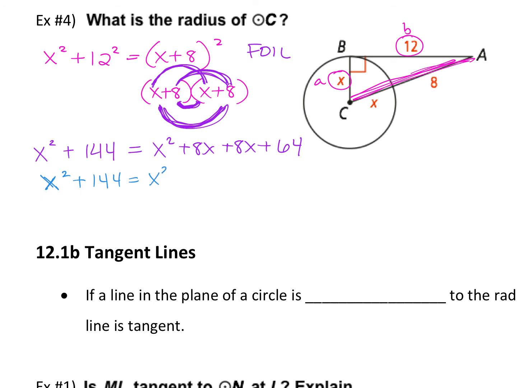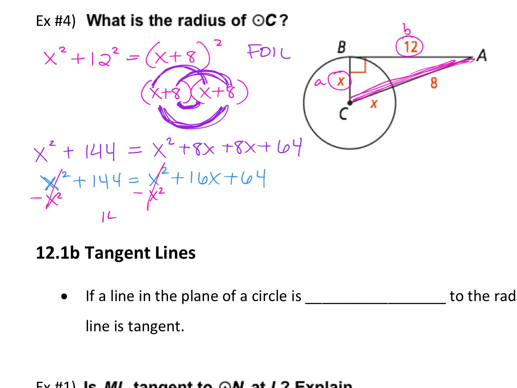Okay, so if we simplify, x squared plus 16x plus 64, we're trying to solve for the value of x. What do you do next? Subtract 16x. Yeah, so now take away x squared. If I take away an x squared here, I have to do it on the other side, and look how nice that is. It's just gone. So 144 equals 16x plus 64.